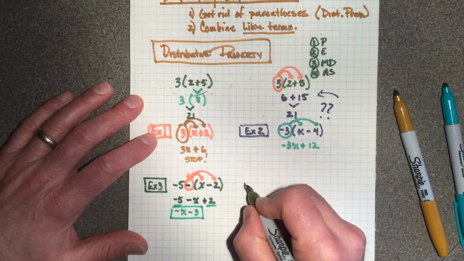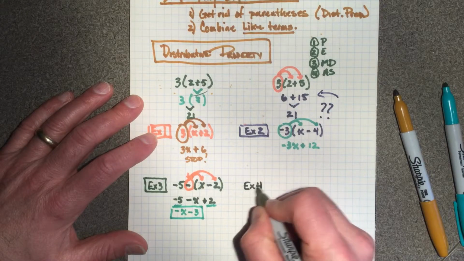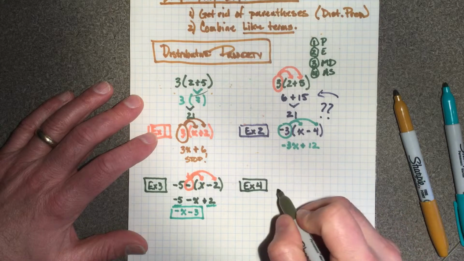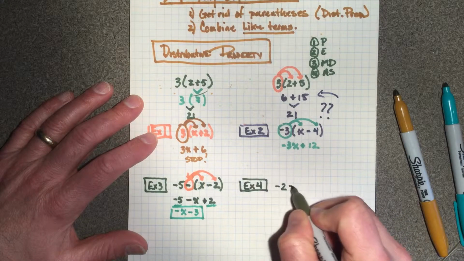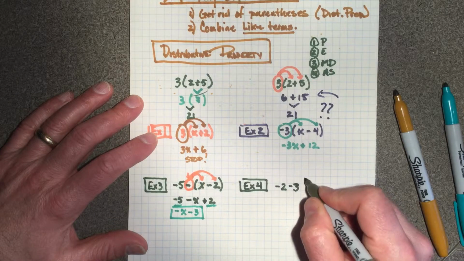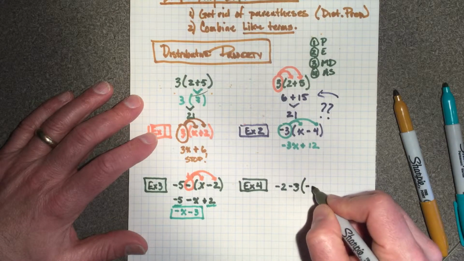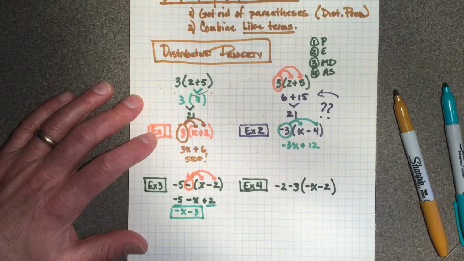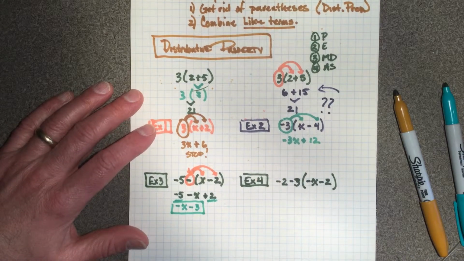Example 4, and this will be our last one in this set. Let's try another one similar to that. Negative 2 minus minus 3 times the quantity negative x minus 2. So people usually start freaking out when they have lots of negative signs, lots of minus signs. Remember, negatives and minuses are the same thing.